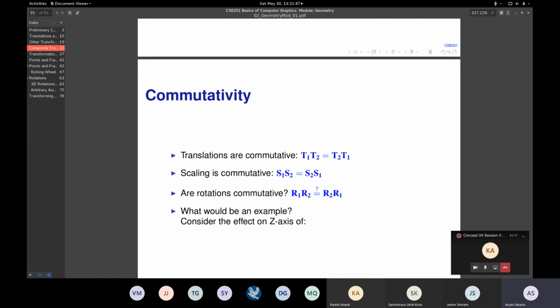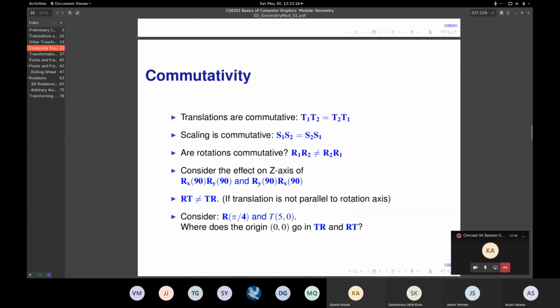Now if I flip these rotations, I start at 1, 0, 0 again and I rotate about x by 90 degrees. I'm still going to stay at 1, 0, 0 because my point is on the x-axis, so it's not going to go anywhere. And then I rotate by 90 degrees around the z-axis. It's going to go to 0, 1, 0, which is different from the point we ended up at last time. So rotations are not commutative. Translations are commutative, scaling is commutative, rotations are not commutative.